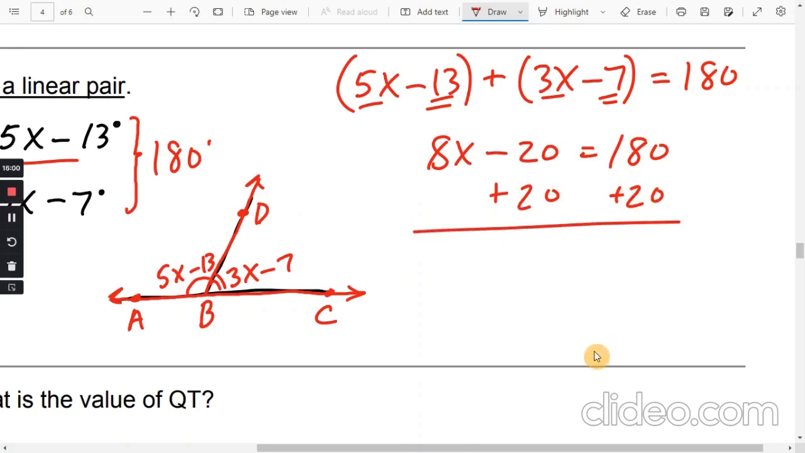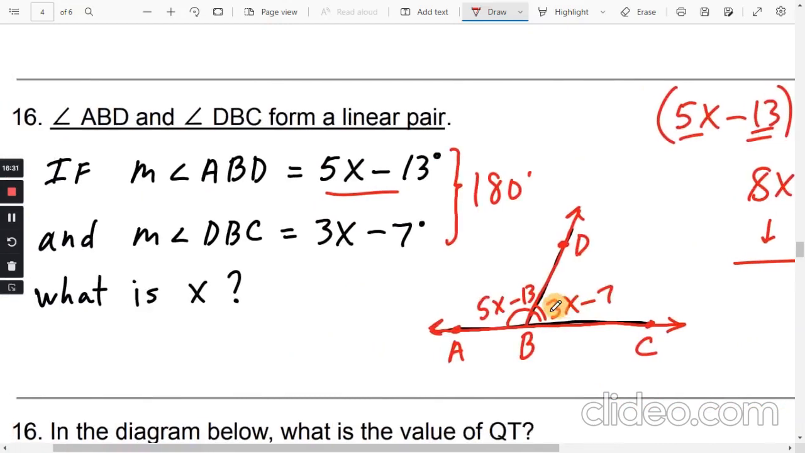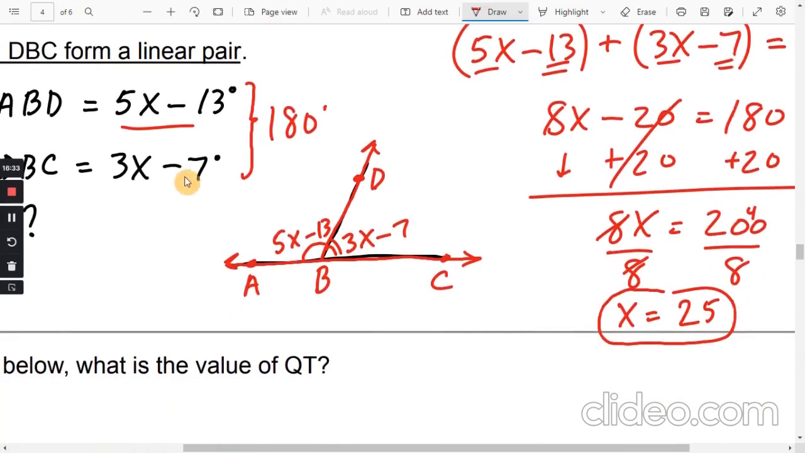Solving for x, the opposite of negative 20 is plus 20. 20 minus 20 is gone. Bring down 8x. 180 plus 20 is 200, and dividing both sides by 8. It cancels here. 8 into 20 goes 2 times, carry the 4. 8 into 40 is 5. All right, use your calculator if you can't do that, but x is 25. So that's it. If you wanted the actual angle, you would plug in for x right here, and they should add to 180.